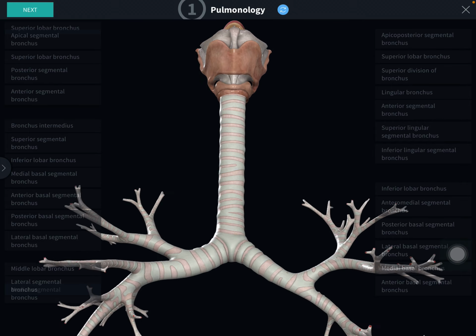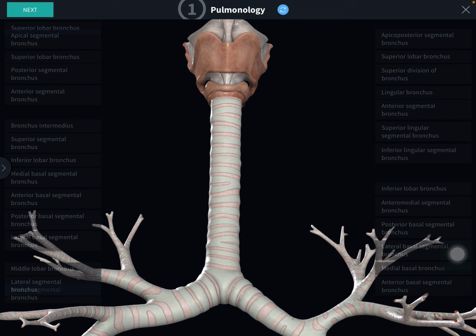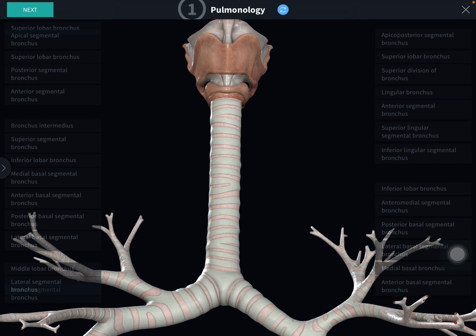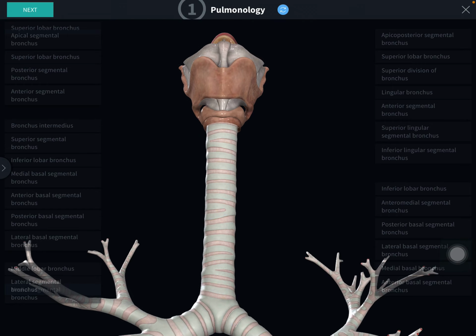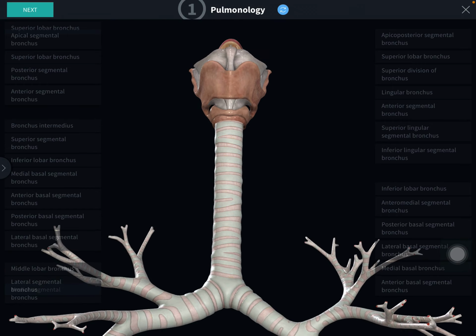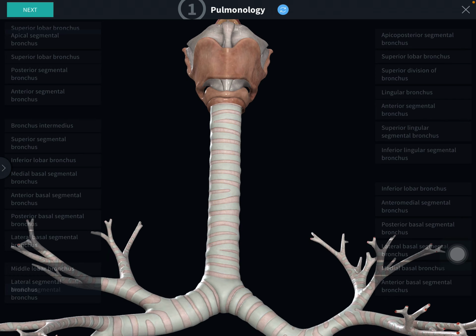Now we will move on to the topic trachea. Trachea, are you seeing? This is the trachea. It's a membrano-cartilaginous tube which extends downwards as a continuation of larynx. So you are seeing the larynx and the upper part. So the trachea is the continuation of the larynx.